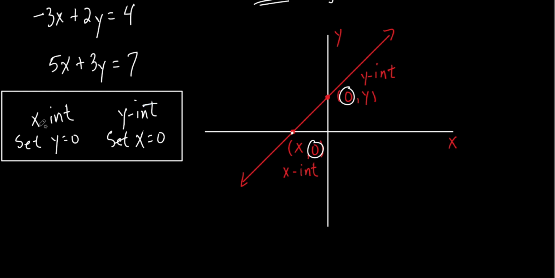So write it down. Okay, to find the x-intercept, you set y equal to 0. To find the y-intercept, you set x equal to 0. So if I knew what the x-intercept actually was, I could just put a dot right there. If I knew what the x or the y-intercept was, I could put a dot right there. And then all I got to do is connect those two dots, and I got my line.